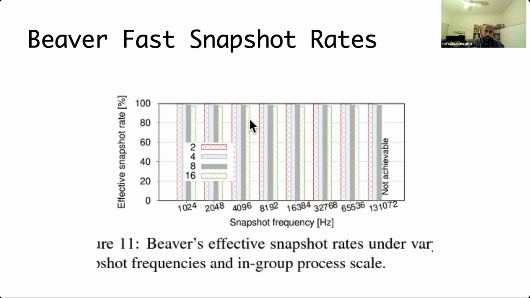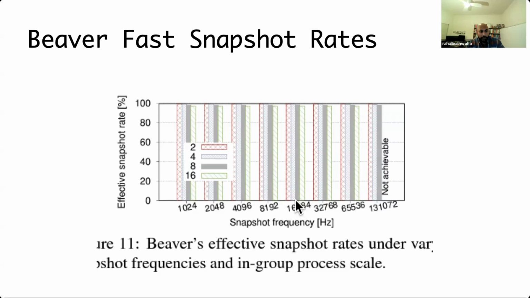This again is the effective rate of snapshots. Effective rate means you can have a large number of snapshots taking place, but some of the snapshots will be invalid because of the constraint that we talked about, which is that your start of snapshot time and end of snapshot time should be less than the T time, which is the message loop time. And that can render a snapshot correct or incorrect.